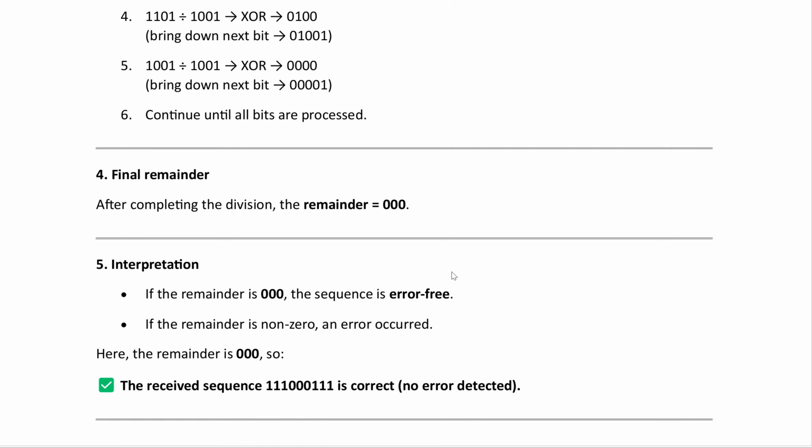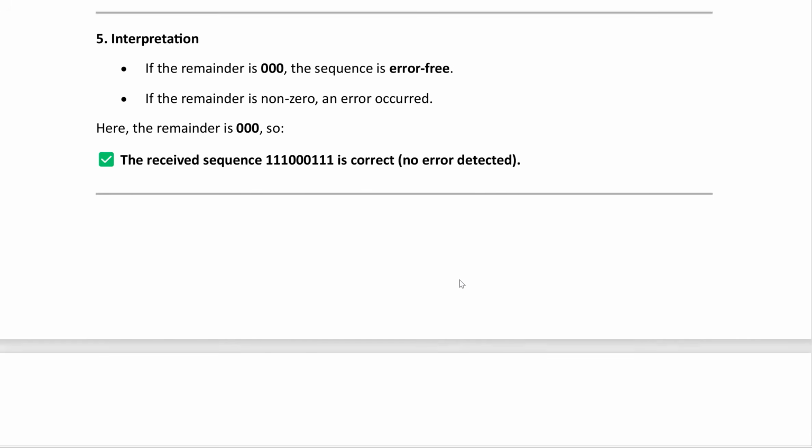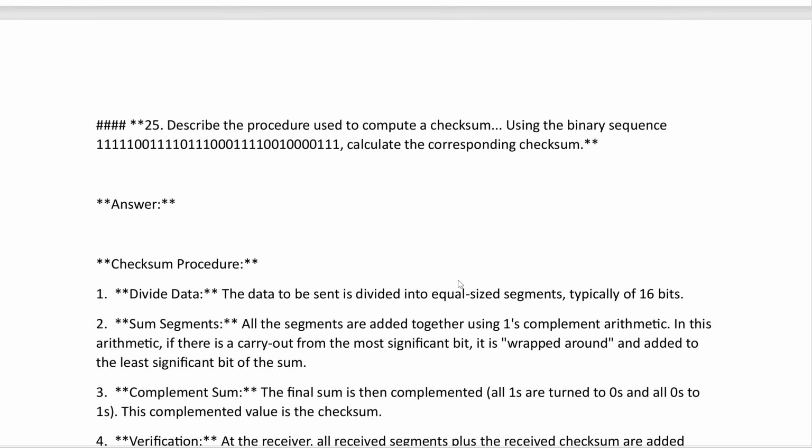Nothing more. So the remainder is 0, the received sequence is correct. When the remainder is 0, it means the received sequence is correct. No error has been detected, right? So this is the solution to this problem.